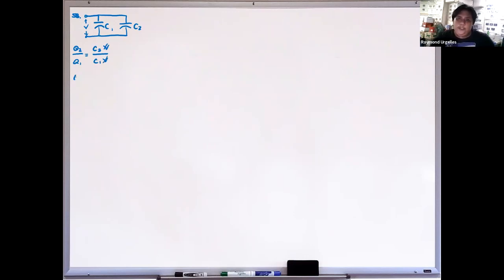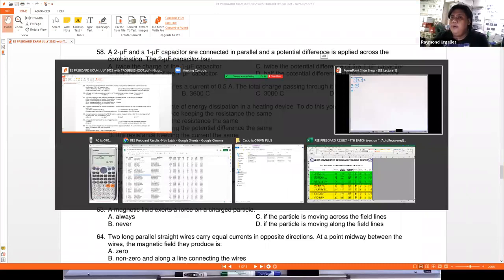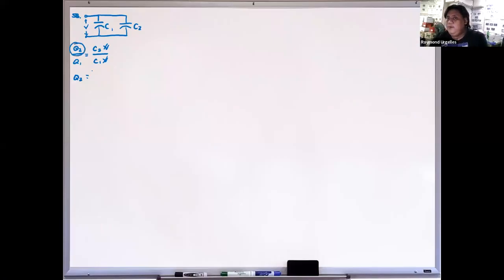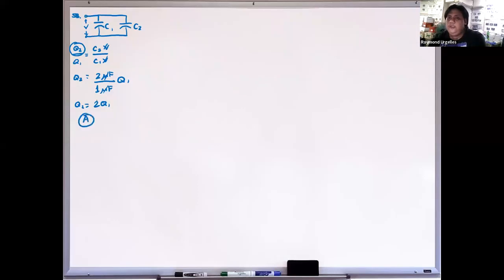Okay? So therefore, if we get the charge in Q2, so ano yung Q2 natin? Ang kailangan kasi natin dito is yung nasa 2 microfarad capacitor. So ibig sabihin, let's assume na yung Q2, diba, is for the 2 microfarad capacitor. So kung ito ay para sa 2 microfarad capacitor, then yung C2 is 2 microfarad, yung C1 ay 1 microfarad. So then multiply this by Q1. So makikita natin dito na yung Q2 is doble ng Q1. So therefore, this is twice. Diba? So we have letter A. Okay? So again, twice. Now, next, number 59.